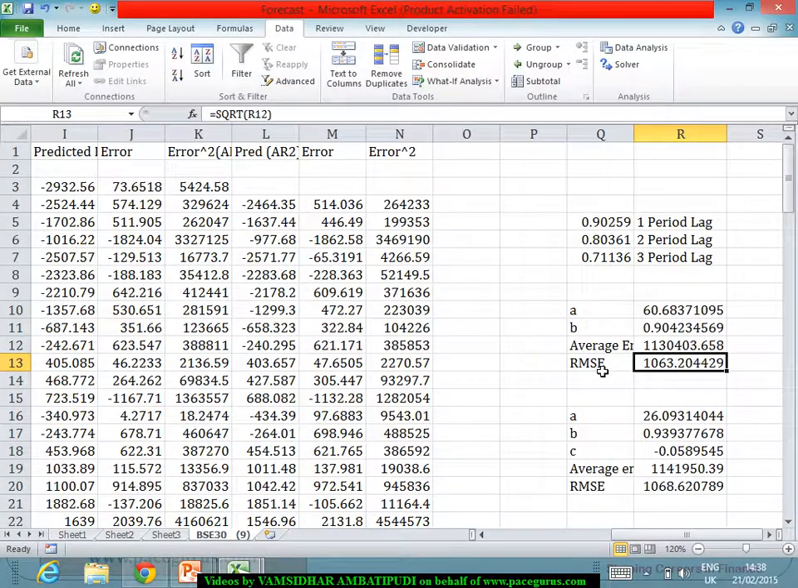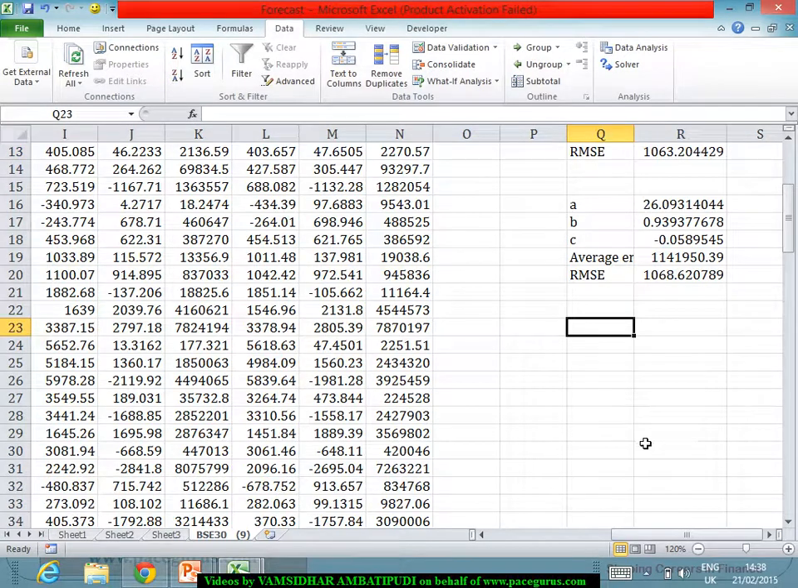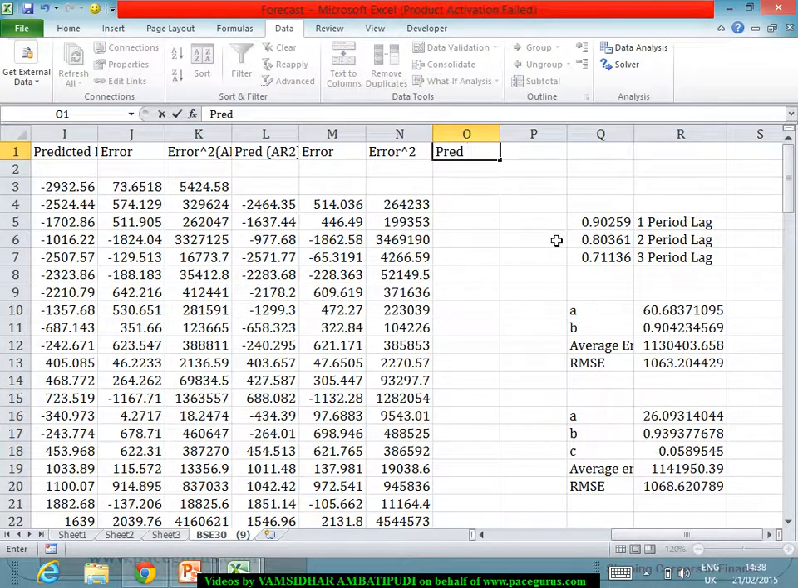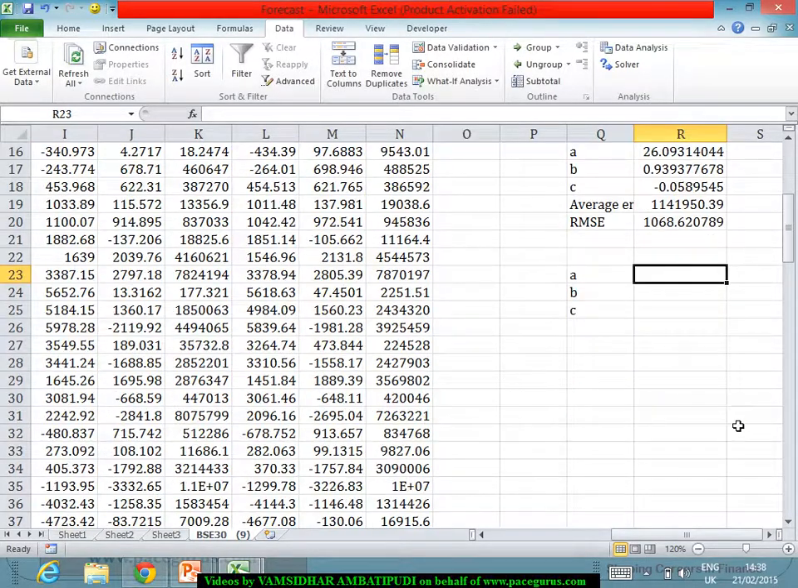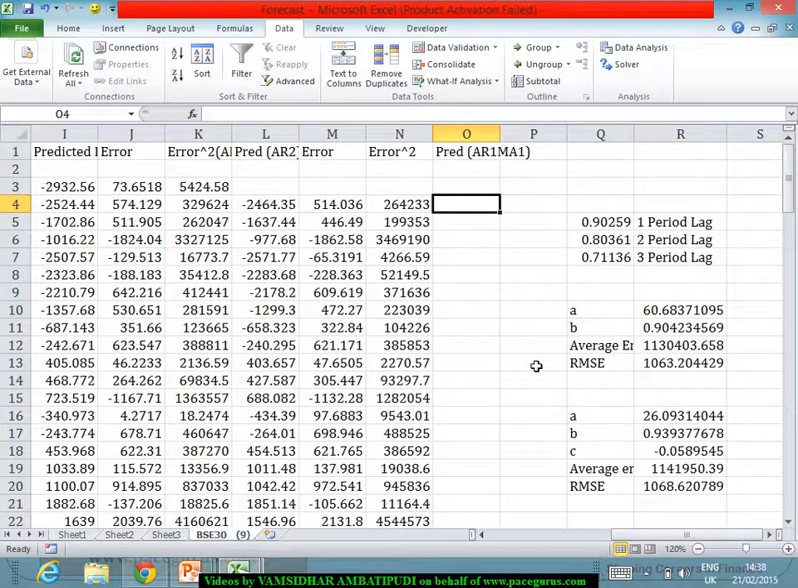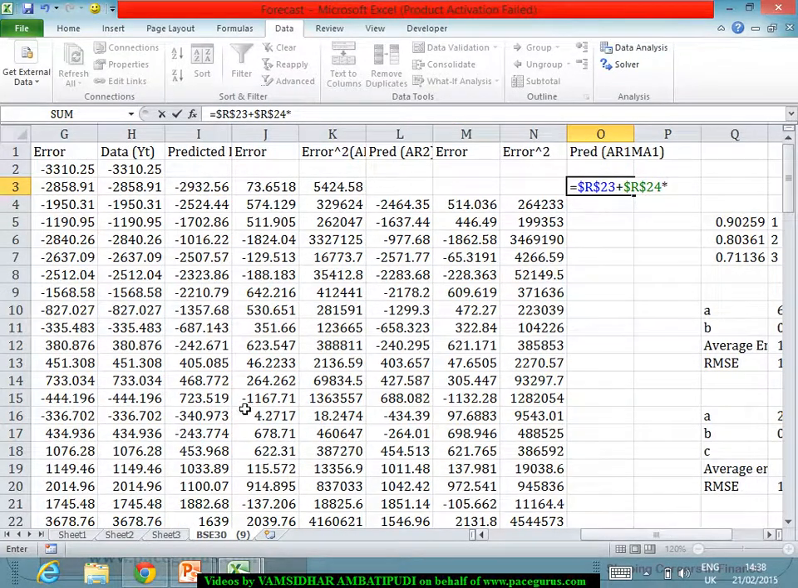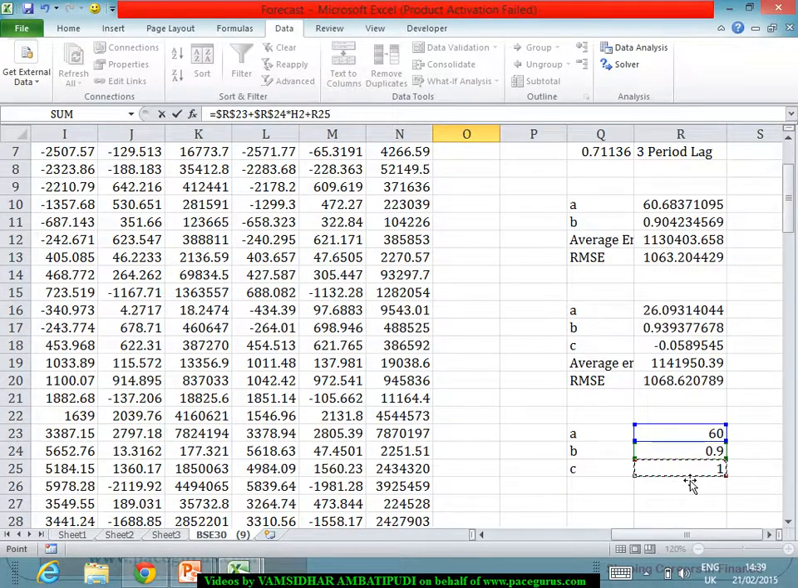So from here, let's say in this case, I'll try to build that. So A, B, C. What I'm saying is the prediction going with an AR1 MA1 model, integrating these two things. So for this, first, let me assume some numbers. Let me assume a 60 here, a 0.9 here, and some 1 here. Based on this, I can create it. So what we'll do is A plus B times yt minus 1, yt minus 1 is this one, plus C times C is this one.